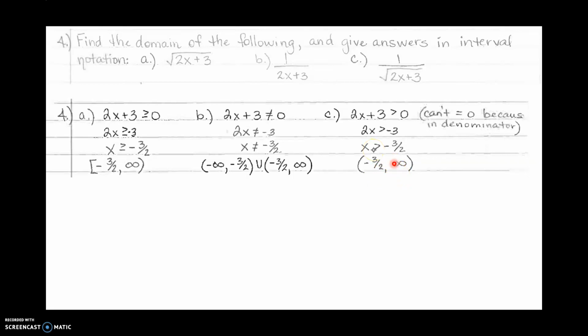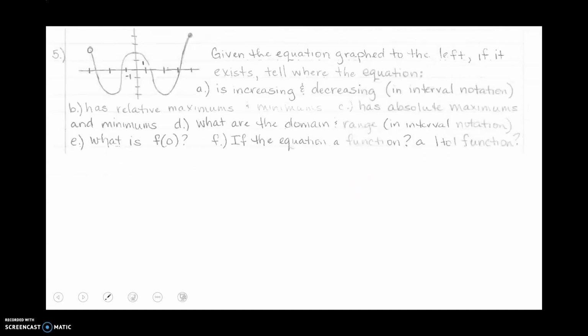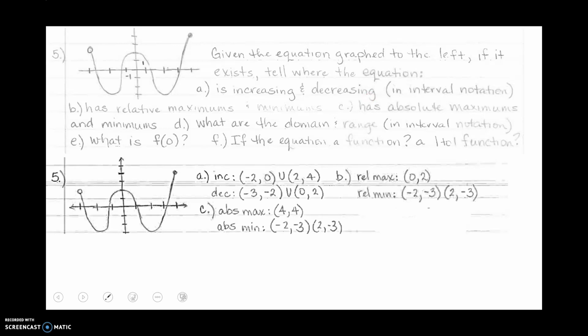And because this is just greater than, I'm going to use a parenthesis instead of a bracket. All right, then for number 5, we want to give the information about our graph. To begin with, we want to know where it's increasing and decreasing. When we're giving intervals of increasing and decreasing, you have to give the x values, and you are only going to use parentheses. It doesn't matter if we have closed dots or open dots, we're always going to use parentheses for this.